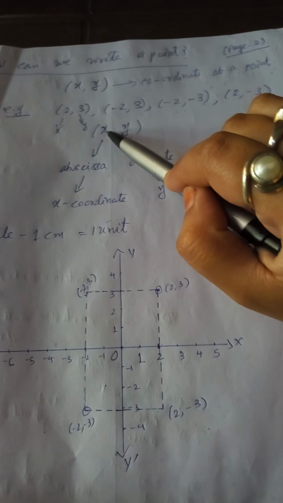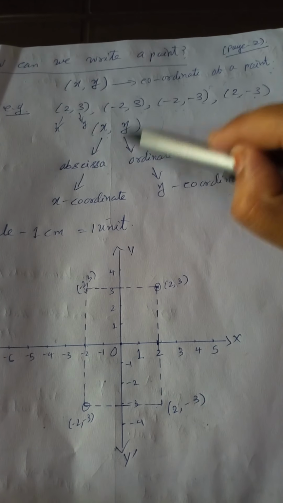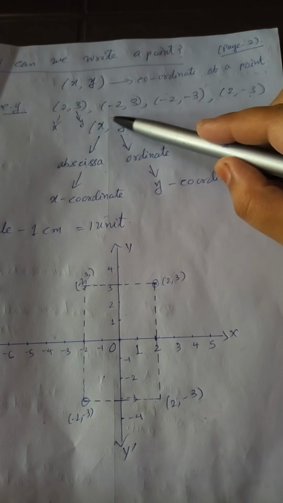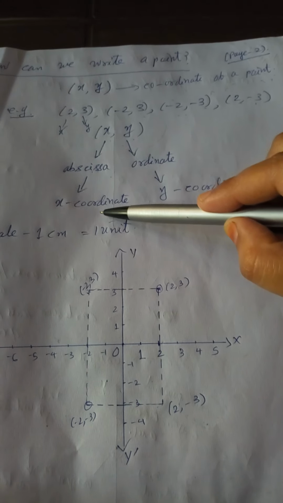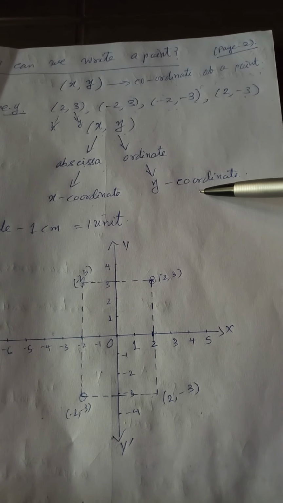When you can write the coordinates of a point, this is called the coordinate of a point. Here x is called the abscissa or x coordinate, and y is called the ordinate or y coordinate.